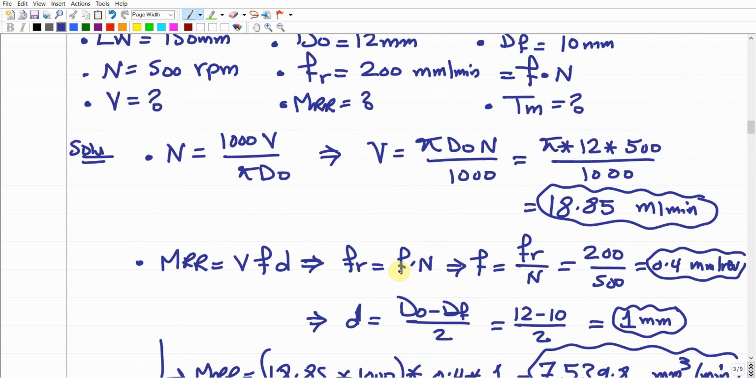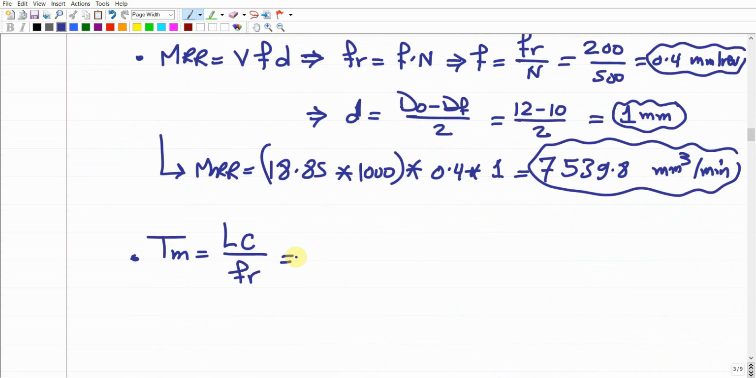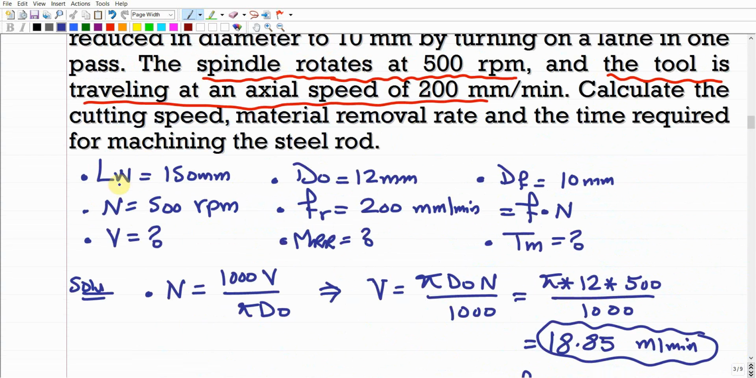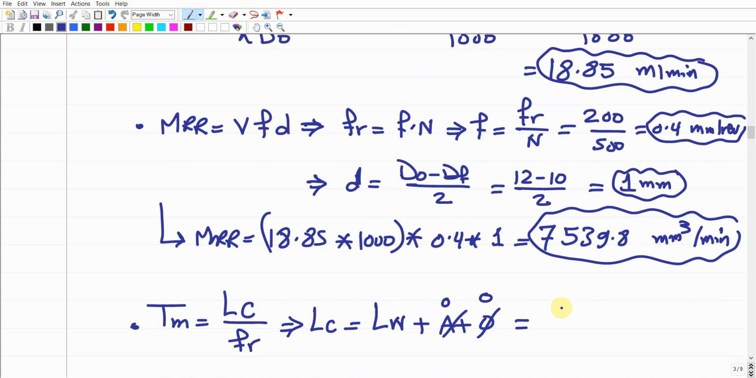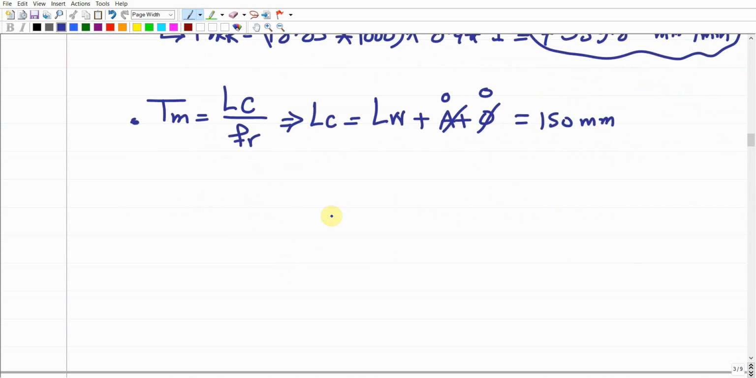It was directly given as F times N, which is 200 millimeter per minute, but we still need to calculate only one thing, which is LC. LC is going to be the length of the work bar plus the approach distance and the over travel distance, but these two distances were not given to us, so they are zeros. And the length of the work part was given to us as 150 millimeters, so it is just 150 millimeter. This is going to give us the length of cut.